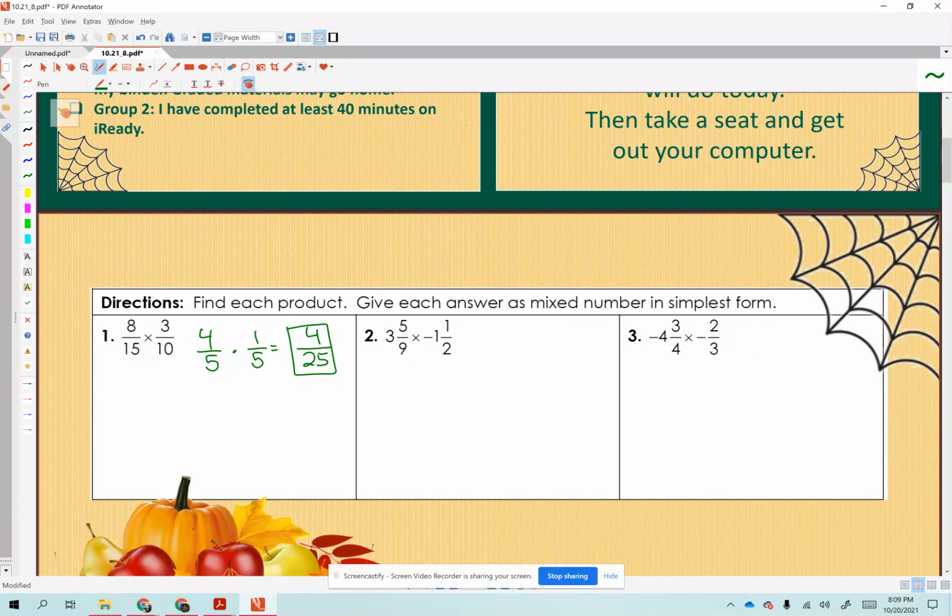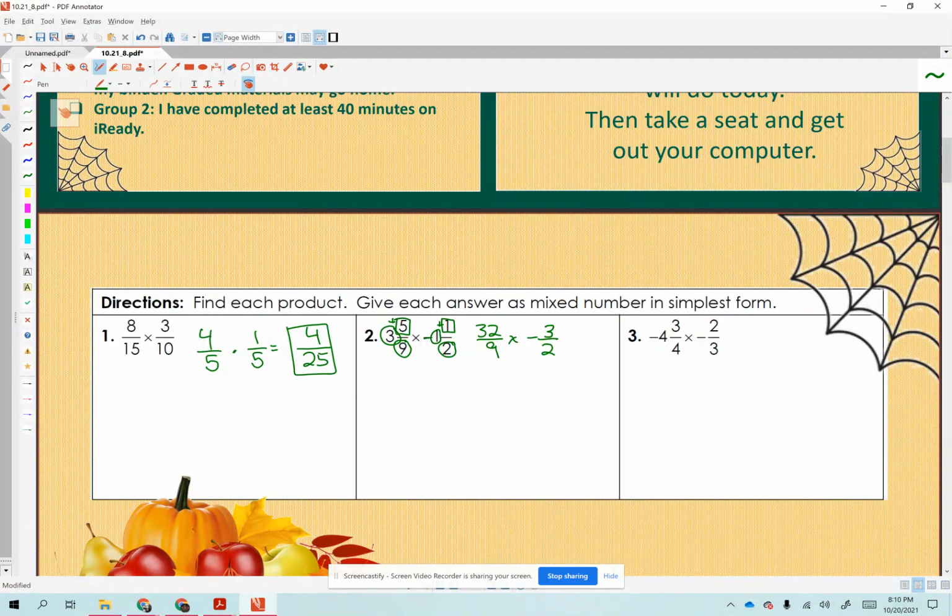Okay, in number 2, we need to convert 3 and 5/9 to an improper fraction. Right now, it's a mixed number. So we do 9 times 3 is 27 plus 5. That would be 32/9 times, and this is a negative, let's be aware of that, times 1 and 1/2. Again, we have to convert that to an improper fraction. So 2 times 1 is 2, plus 1 more is 3, so that would be negative 3/2.